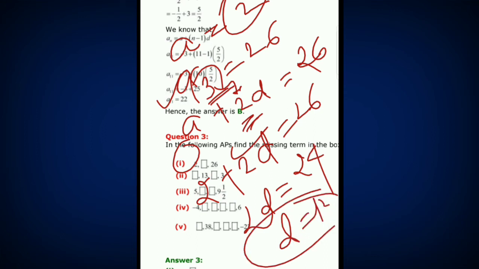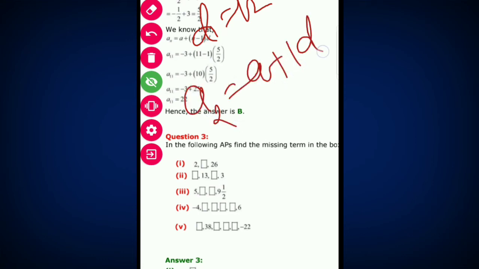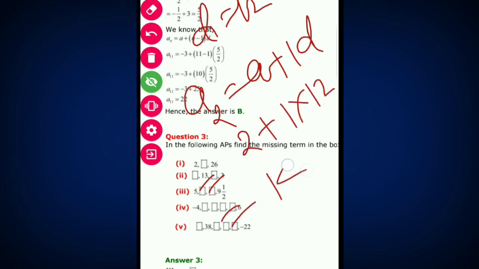Now we have to find the second term. You have found d, that was 12. The second term will be a plus 1d. A is 2, and 1 times d means 12. Now you will find the value of the second term, that will be 14. I think that is also a very simple question.